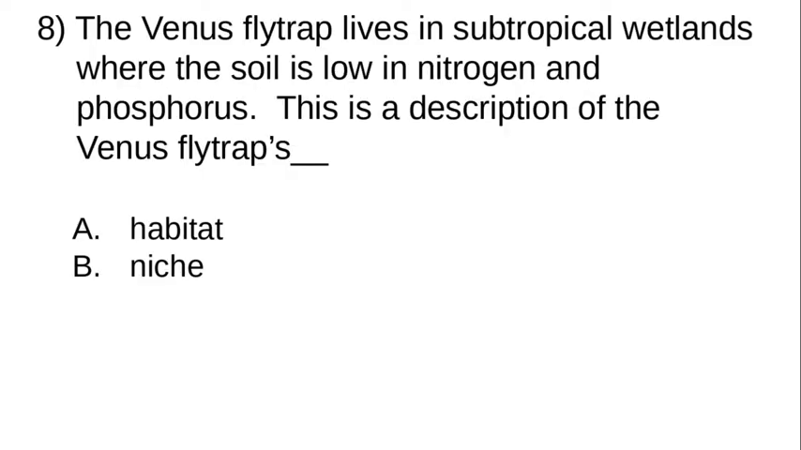All right. So for the questions, you're probably going to want to write down the answers, but since you might be writing your notes on lined paper, you might want to write down the question and the answer, which means you might have to pause. Okay, the Venus flytrap lives in subtropical wetlands where the soil is very low in nitrogen and phosphorus. This is a description of the Venus flytrap's: is it its habitat or its niche? So we're going to say it again. It lives in subtropical wetlands where the soil is low in nitrogen and phosphorus. It's describing its habitat.